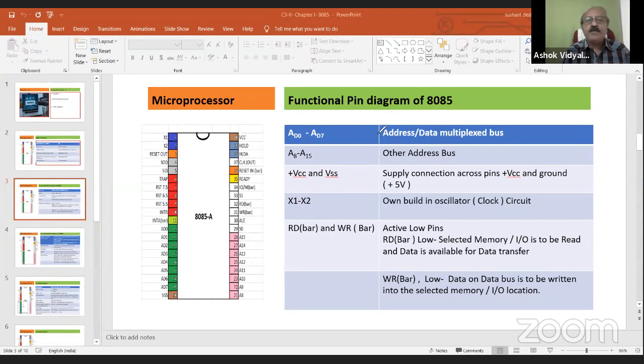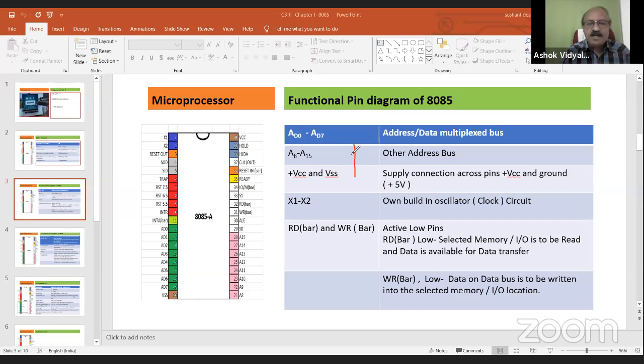Let's see, I will repeat again. Suppose this is a house, and in this house there are 8 people. How many people can live in this particular house? 8. Now to identify this particular house, there must be some name given. That particular name will be of 16 bits. But how many people can live in this house? 8 bits.